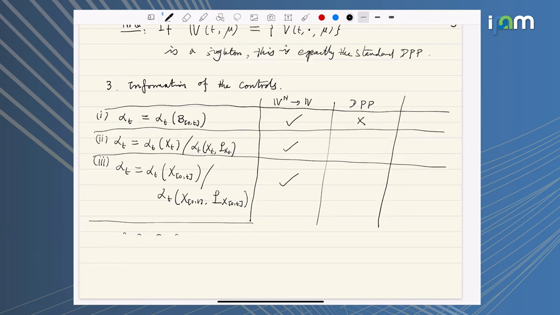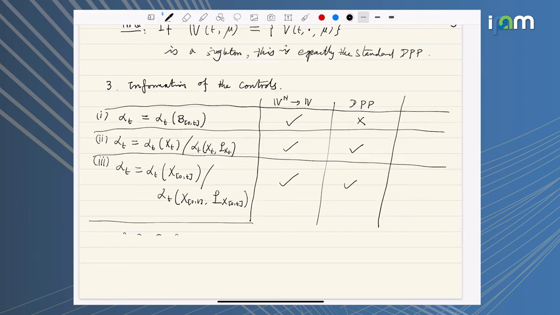So for open loop control, the DPP will not hold. And this is true even for very standard zero-sum games. Okay, we have counter examples. Even for zero-sum games, not the mean field, just a two-player zero-sum game, the DPP fails if you use open loop controls. Okay? So it seems clear. Forget about the practical issues, just mathematically, to have nice properties in this sense, say the DPP, the time consistency, we would prefer closed loop controls.